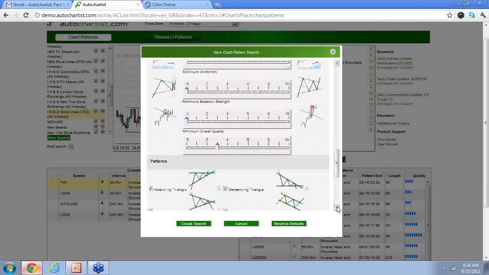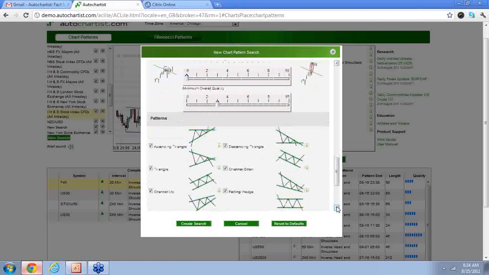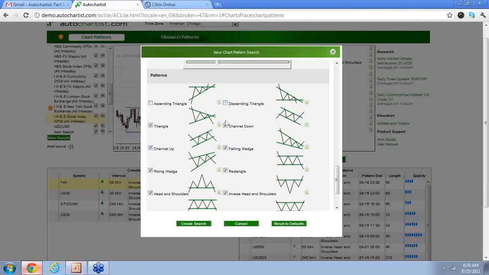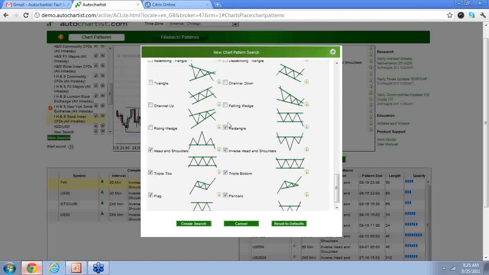But as we scroll down, we start to come to the patterns. And every one of these patterns will be covered at some point in a webinar in the future. And we'll get into the specifics of those patterns. But right now, we want to eliminate all the patterns that have nothing to do with an inverse head and shoulders pattern. And that includes channels and wedges and triangles. And as we scroll down, we take out the head and shoulders, triple top, flag, pennant, and we're finally with the triple bottom, and that leaves us with the inverse head and shoulders selected.